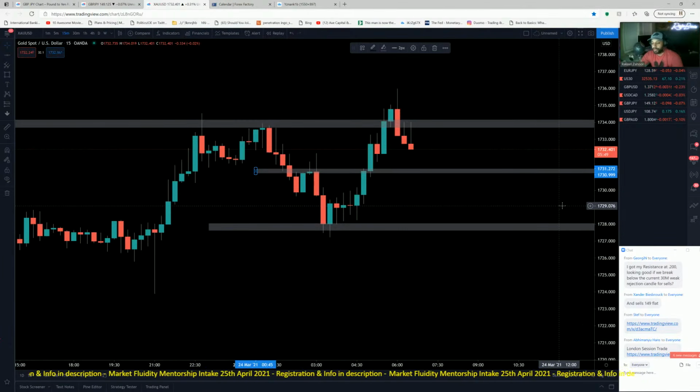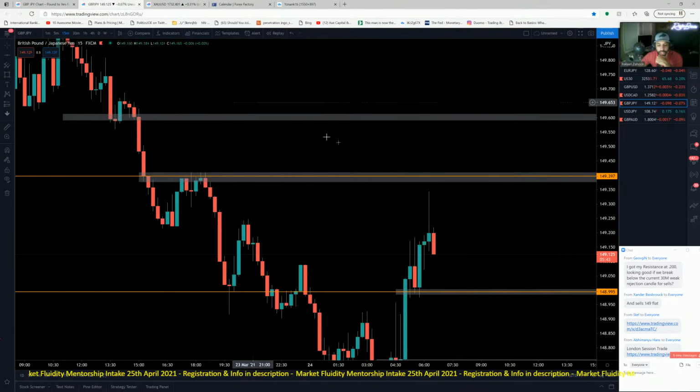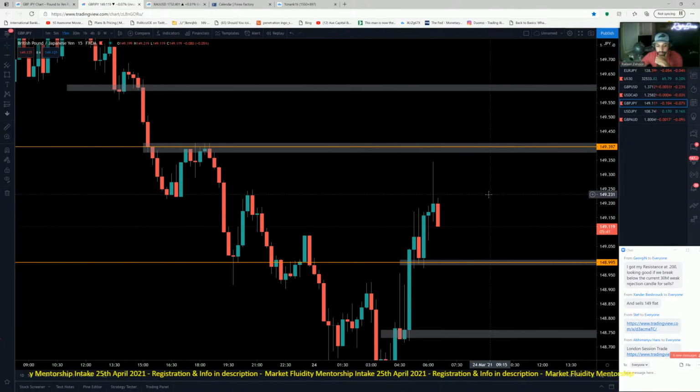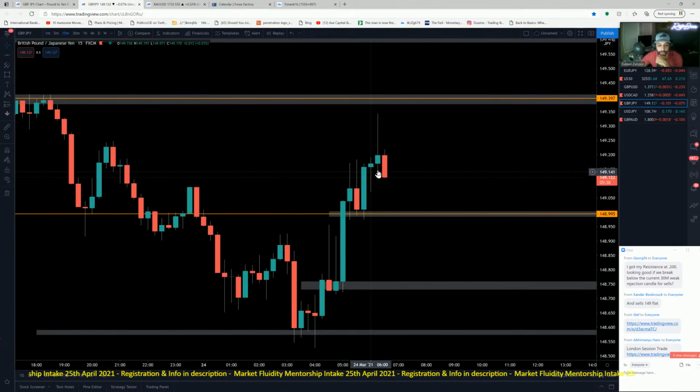I got my resistance at 200, looking good. If we break below a current 30-minute weak rejection candle for sells. I'm not sure which pair you're talking about, but I'm going to guess you're talking about GBP/JPY here.